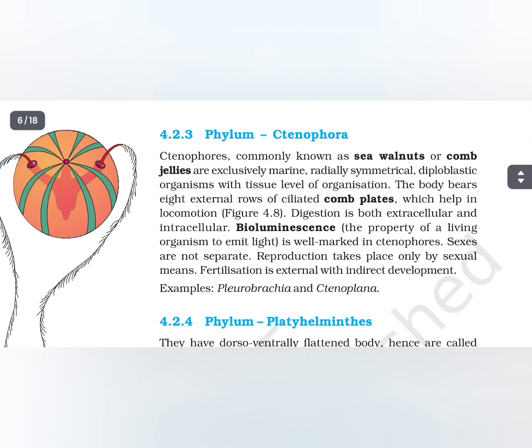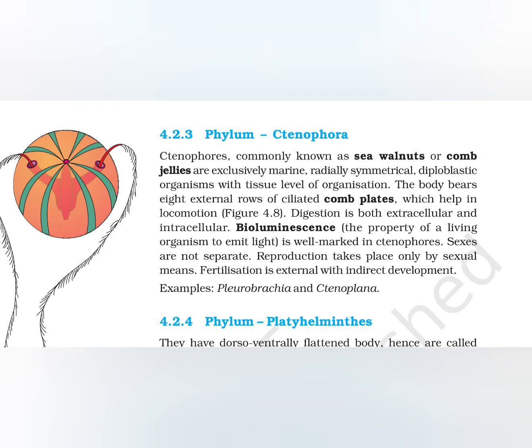Phylum Ctenophora. Ctenophores, commonly known as sea walnuts or comb jellies, are exclusively marine, radially symmetrical, diploblastic organisms with tissue level of organization. The body bears 8 external rows of ciliated comb plates which help in locomotion. Digestion is both extracellular and intracellular.